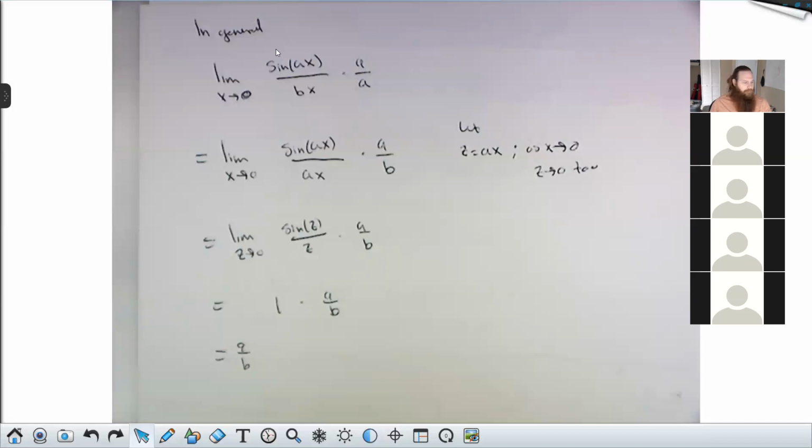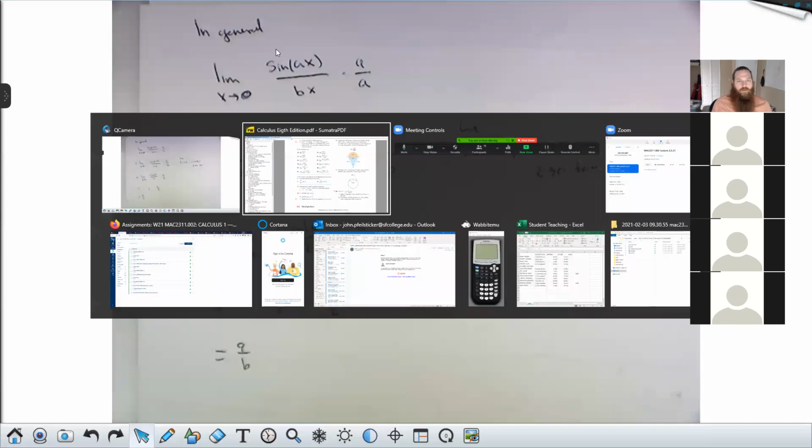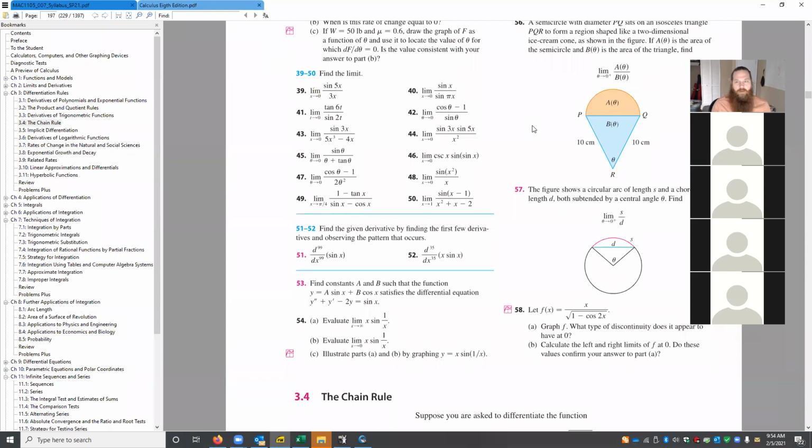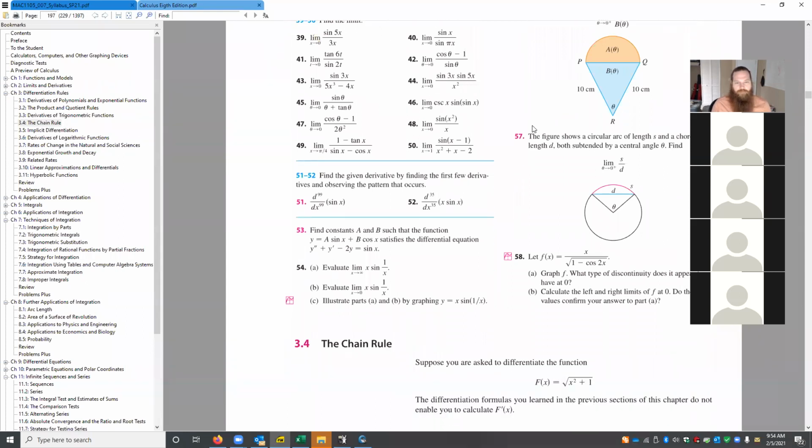Okay. Let's see. What other stuff do we want to make sure we do some examples of before the test? These are fun. Sure. Yeah, these are fun too. All right, give me just one moment to look at some of these fun differentiation and weird limits, and then I'll look at number four from the homework.